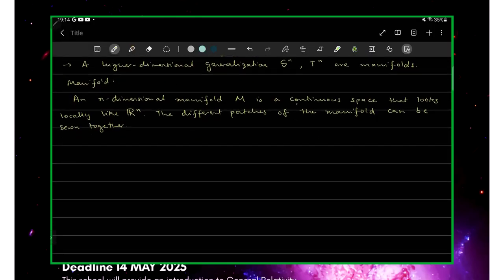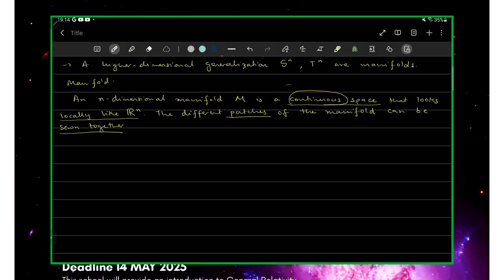Like, for example, what does continuous space mean? What does locally look like Rn mean? And what are patches, right? And of course, what is sewn together? Now, we're going to address these questions step by step. So, for example, what do we understand by continuous?